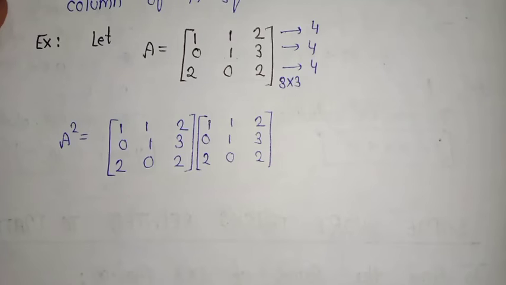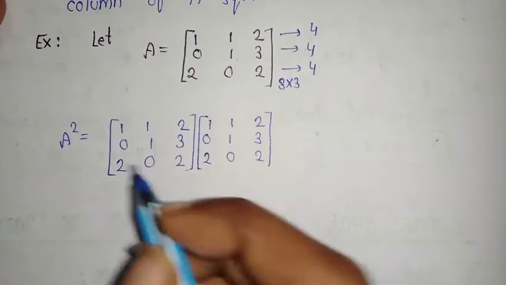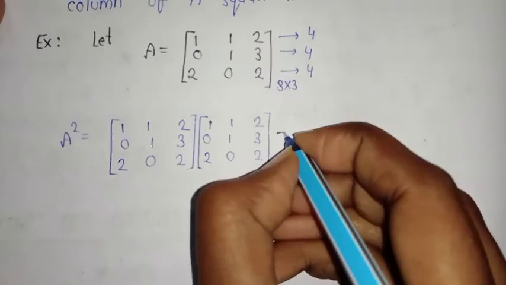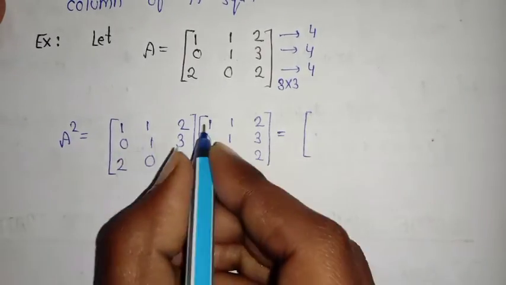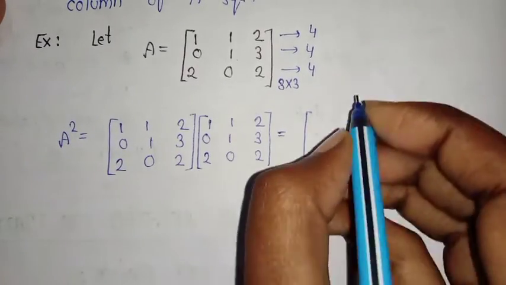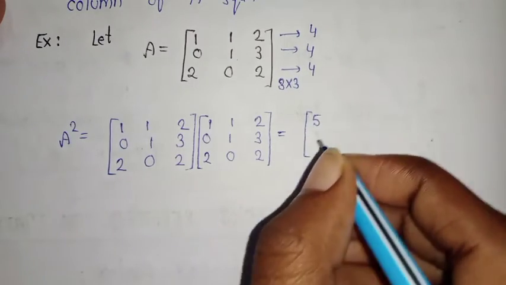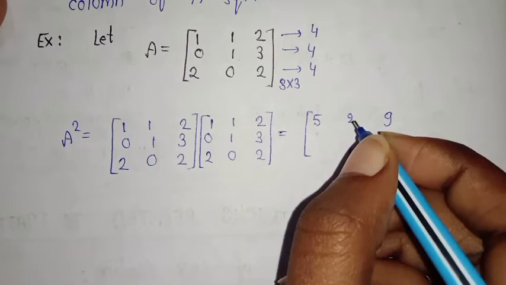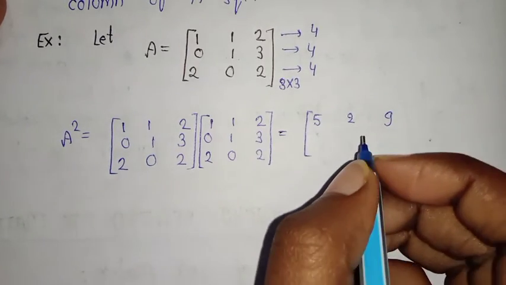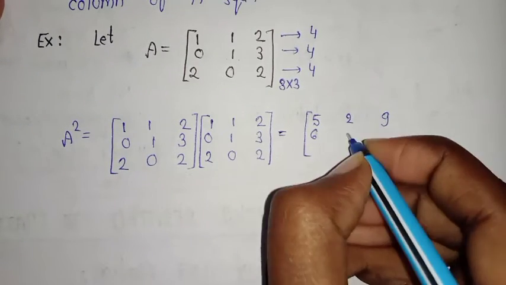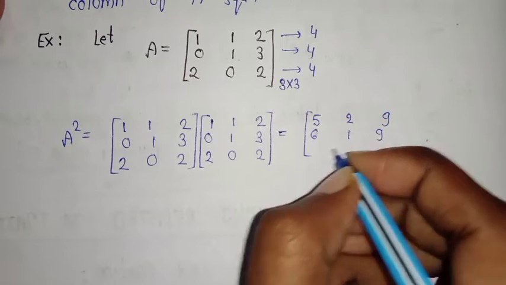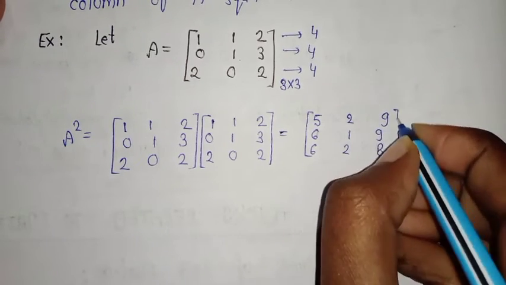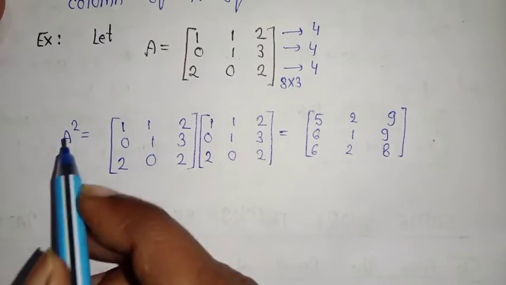So now we will take the product of A with A. First row, first column, we will get 1 0 and 4. So 1 plus 4 becomes 5 and this becomes 2 9. I hope you know about matrix multiplication, so I am not going to explain that. So this becomes 6 1 9 and this becomes 6 2 and 8. So this is the square of the matrix A.